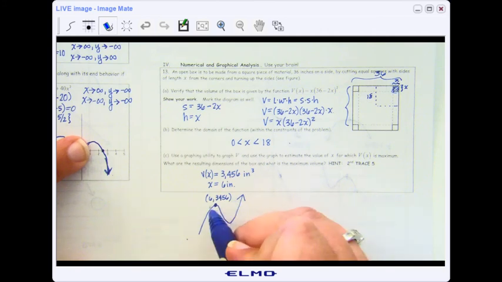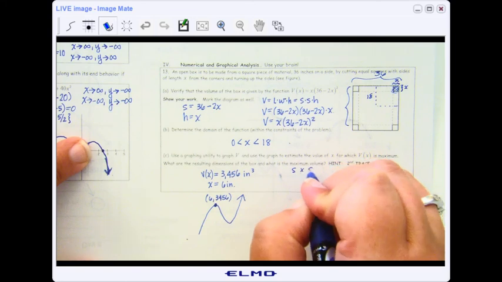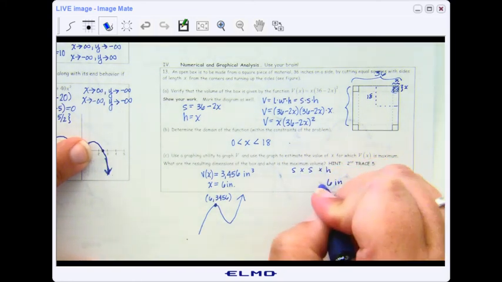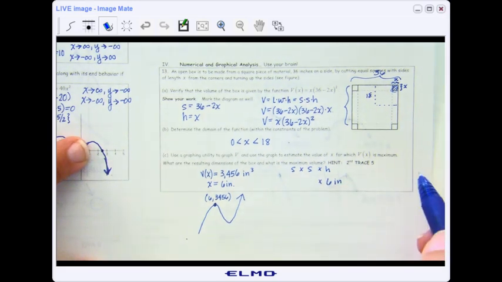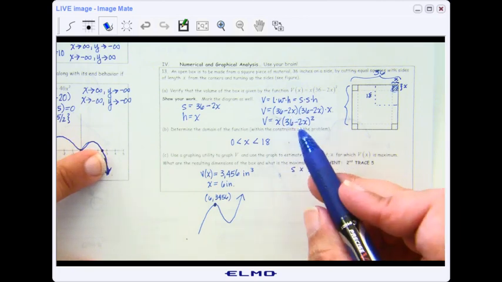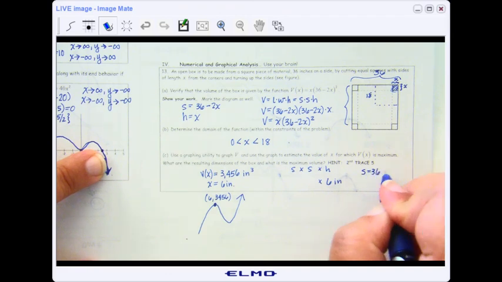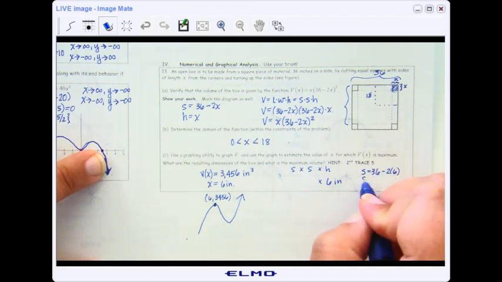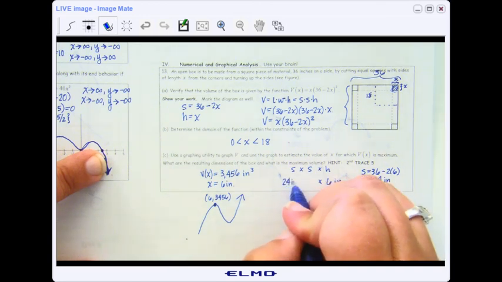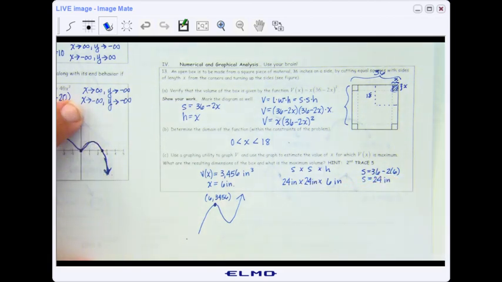So in order to determine the dimensions, this is the height of my box. So remember, side times height. The height of my box is 6 inches. Well, each side, when I substitute that into my side length, 36 minus 2x, so my side is 36 minus 2 times 6. So my side is equal to 24 inches. So the dimensions of my box that give me my maximum volume is 24 by 24 by 6 inches.